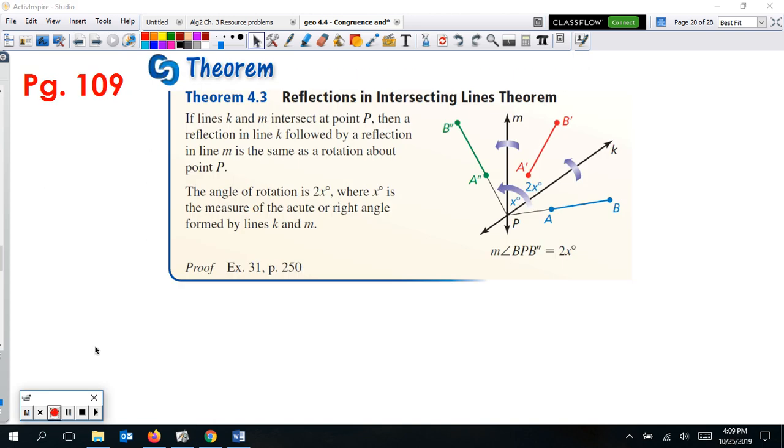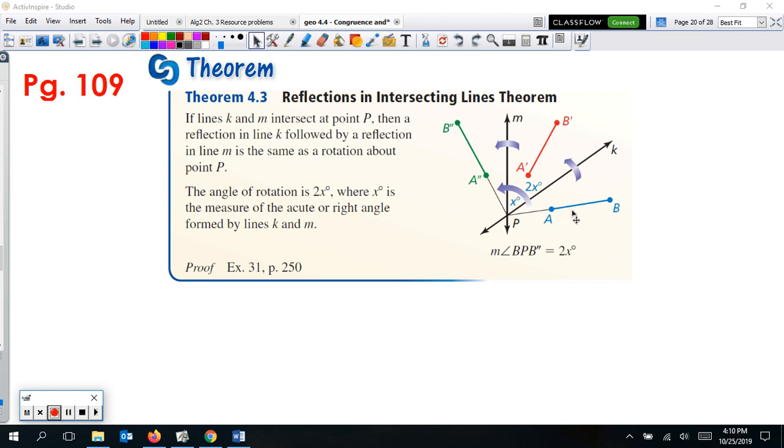Okay, one more theorem on page 109. And this is one where it's not parallel lines. We have 2 lines again. They're just intersecting lines, so they're not parallel. They're going to intersect. So you have your line M, your line K. Those are intersecting now. You have more segments. Here's your AB, there's your A prime B prime, here's your A double prime B double prime.